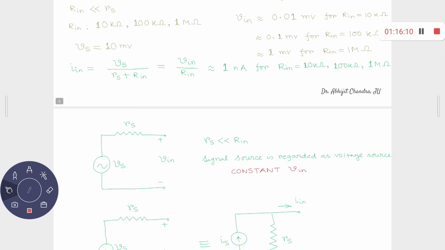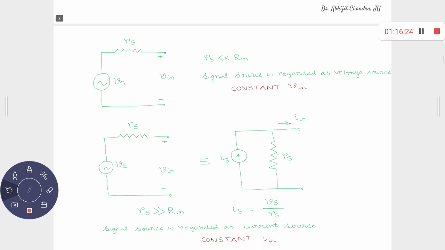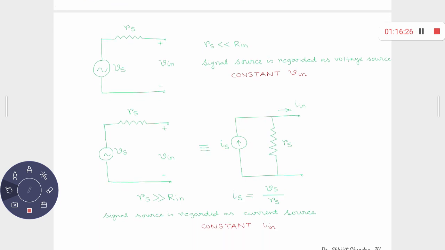If I have these Vs and Rs, and if this Rs is much, much less as compared to the input resistance, then the signal source is regarded as a voltage source, as you have already seen. So constant Vin, just like an ideal voltage source. And when your amplifier input resistance is much, much smaller as compared to the source resistance, then I have to find out the equivalent Norton circuit, Norton equivalent. So you have Vs, Rs, this combination.